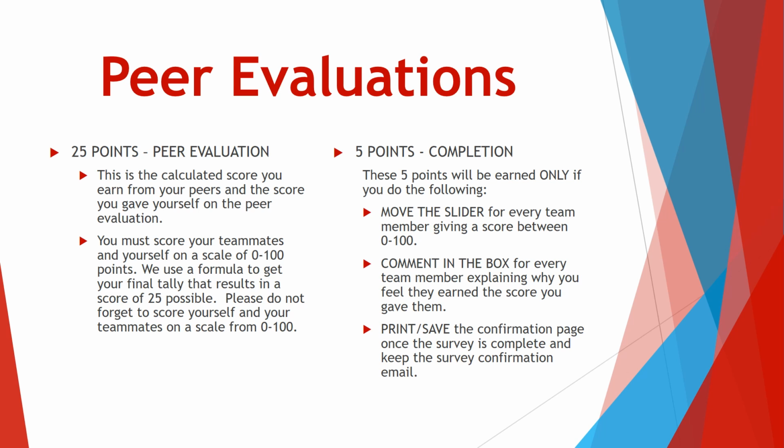The second part of the peer evaluation is the 5-point completion. In order to earn the 5 points, you need to do these things. You need to move the slider for every team member and yourself, giving a score between 0 and 100 points. You also need to leave a comment in each box under each member's name, including yourself, explaining why you feel they earned the score you gave them. And lastly, print and save the confirmation page once the survey is completed.